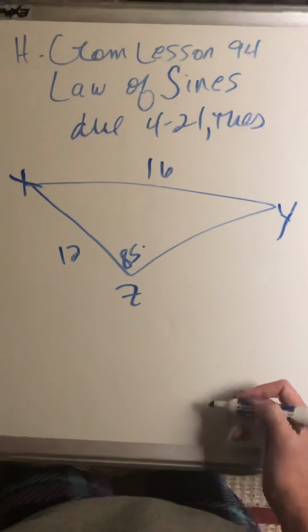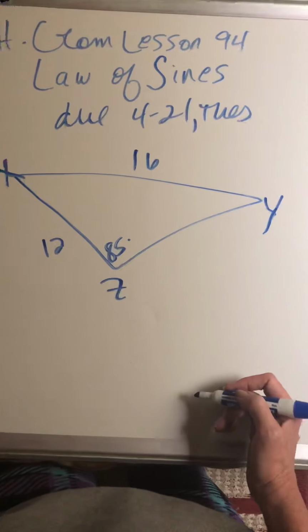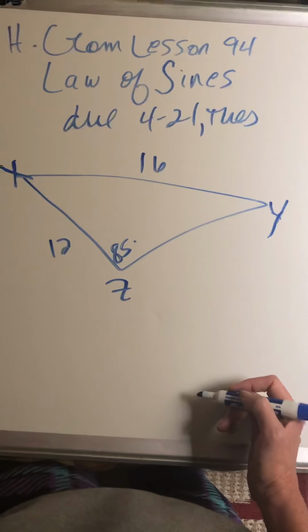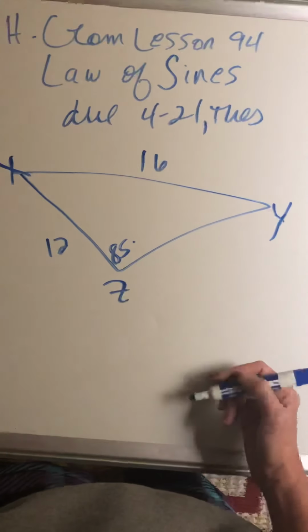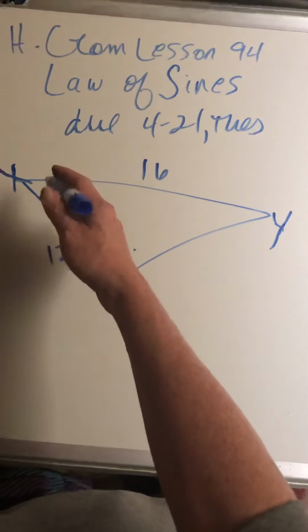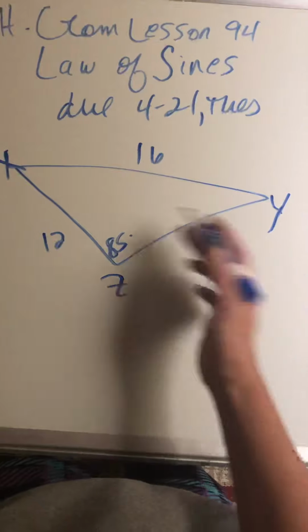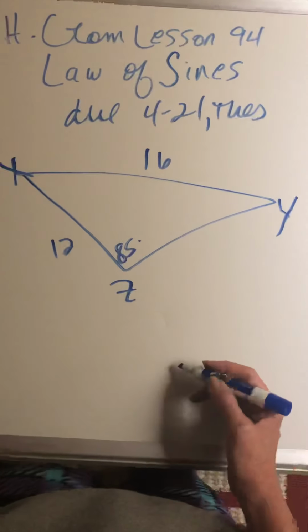Okay, so there's the triangle. Of course, we want X because X doesn't have the side length across from it. So that's what we're asked for, is X, which means I've got to find Y first and then find X. So we're going to set up law of sines.